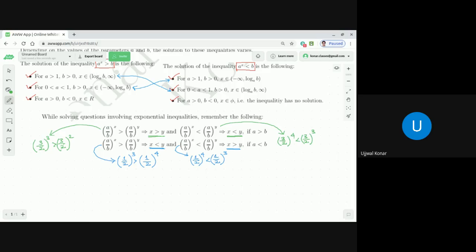If a is equal to b, then a by b is equal to what? 1. So 1 to the power x and 1 to the power y, you know what the relationship is, right? Correct, no? So that we are not discussing here. That is not under discussion in this kind of stuff.